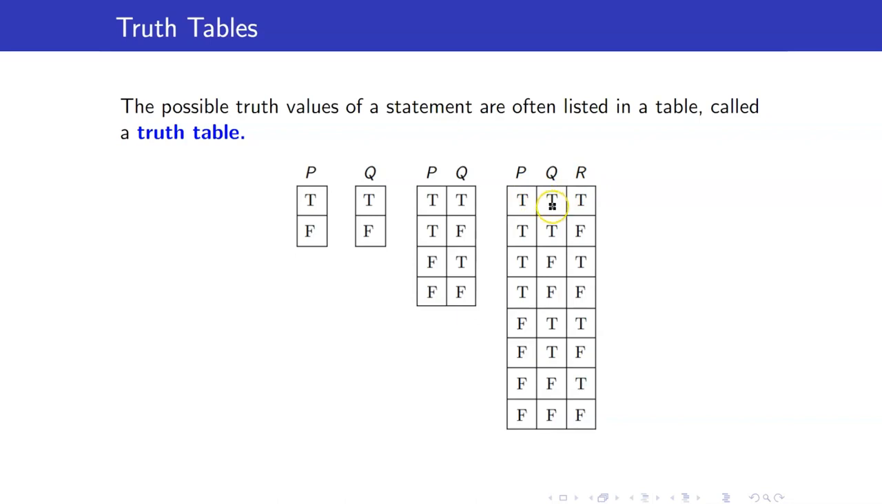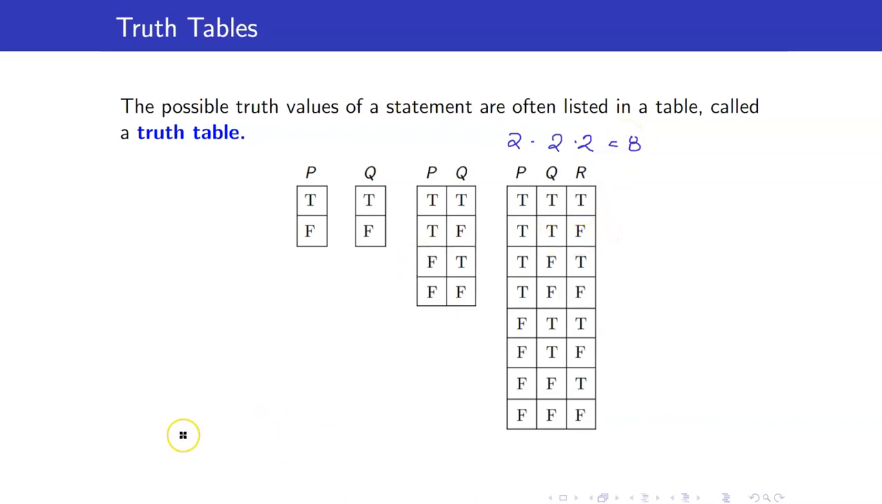Why is that? If you use the fundamental principle of counting, if you have 3 variables, P has 2 choices, true or false, Q has 2 choices, and R also has 2 choices. So therefore, you have 2 times 2 times 2. So that's 8.